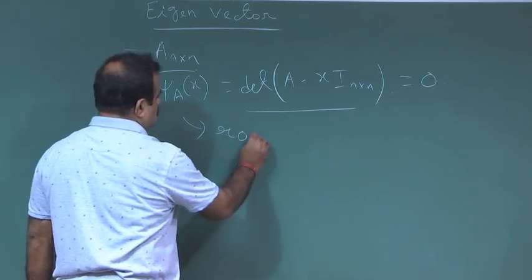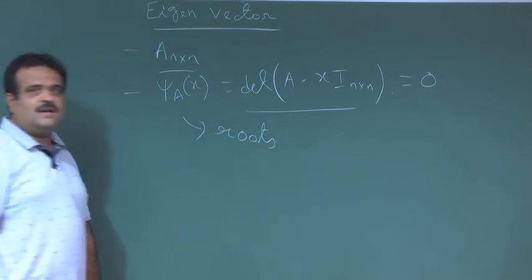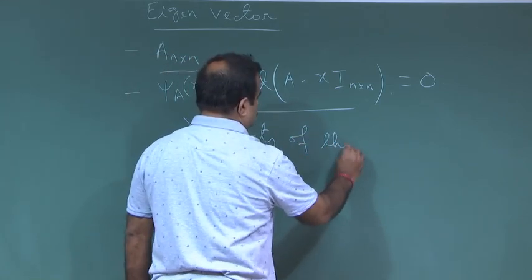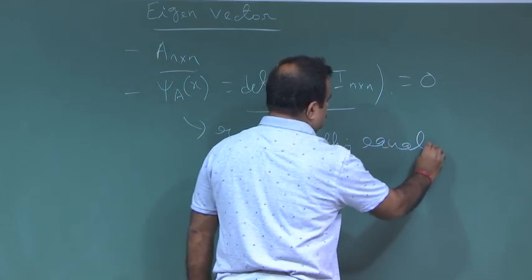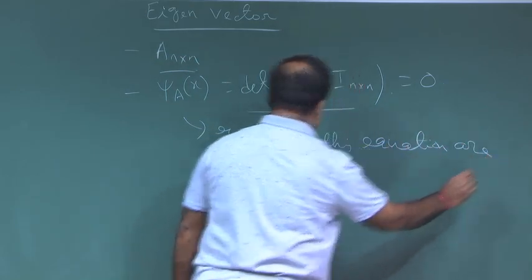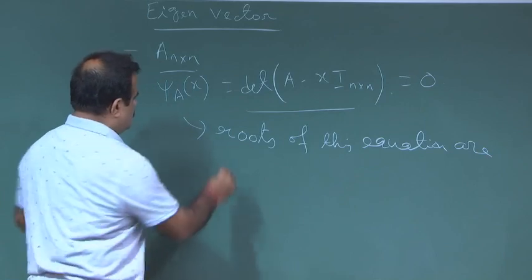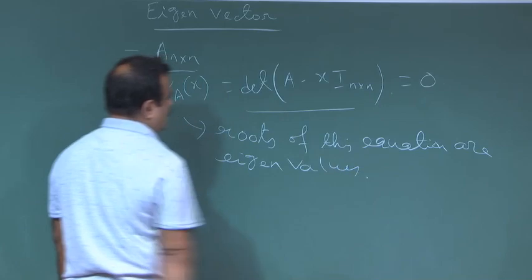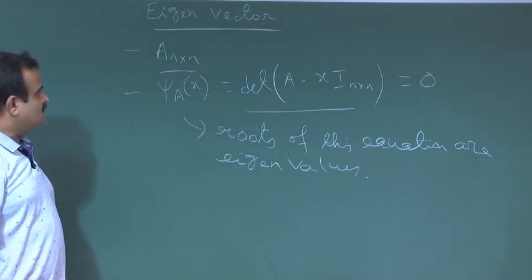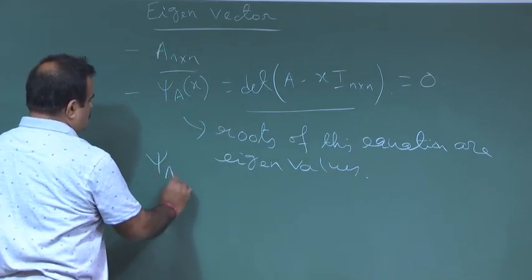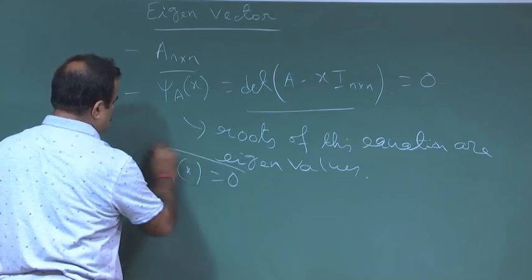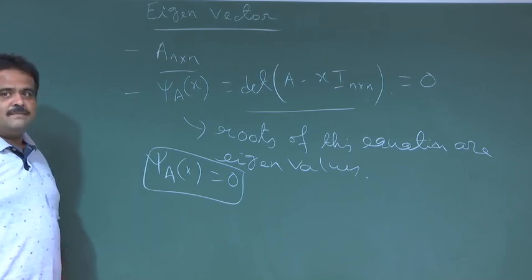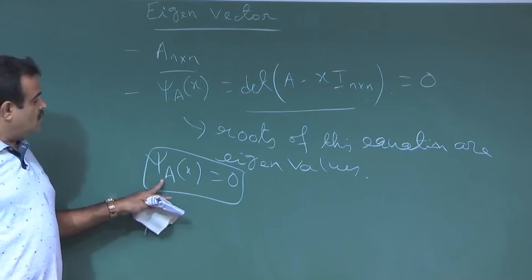So this is an n degree polynomial, so it has n roots. The roots of this equation are eigenvalues. So if lambda is an eigenvalue, that means lambda is a root of this equation. If lambda is a root, then x minus lambda is a factor of this polynomial.